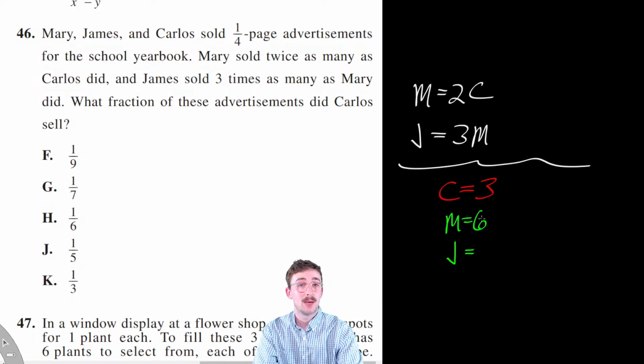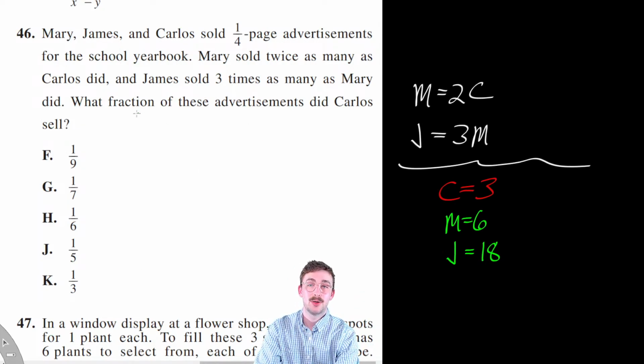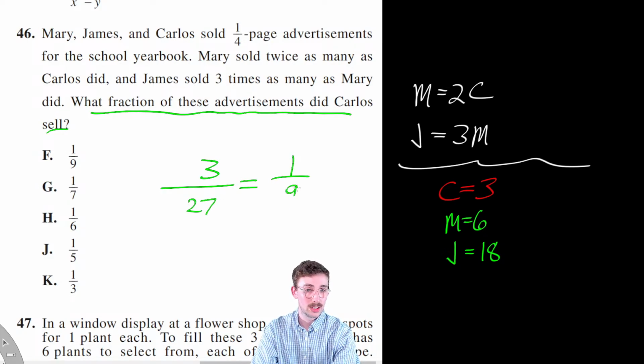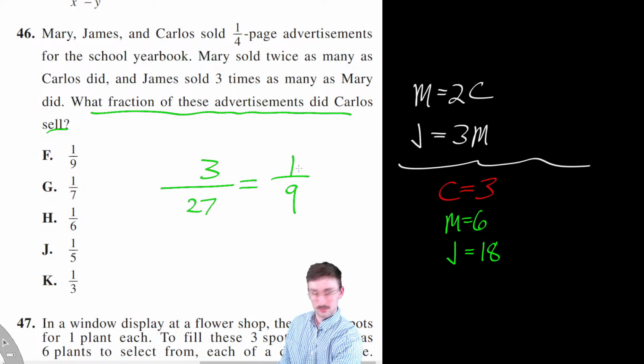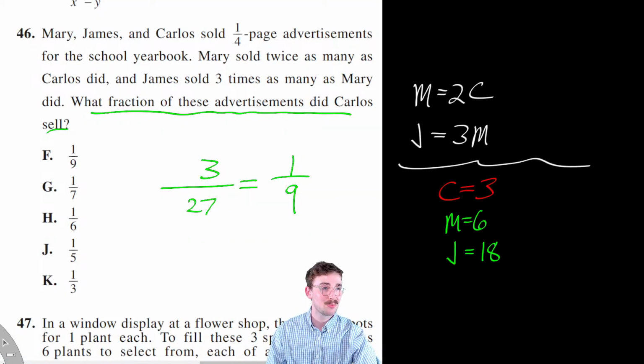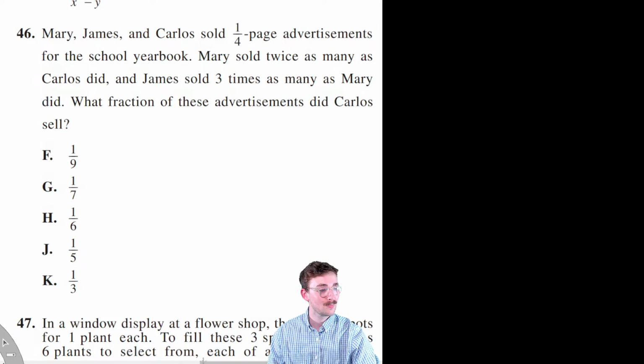So C equals 3, M equals 6, and J equals 18. Now I have actual numbers to work with. They want to know what fraction of these advertisements did Carlos sell. Well, that would be 3, his number, over 3 plus 6, which is 9, plus 18, 27. So that's 1/9, I hope. Am I doing something silly at the end there? Genuinely, I don't trust myself at this point. That's correct, F. Again, you can do that a bunch of different smart ways, but plugging in numbers works, so why not? We're moving on.